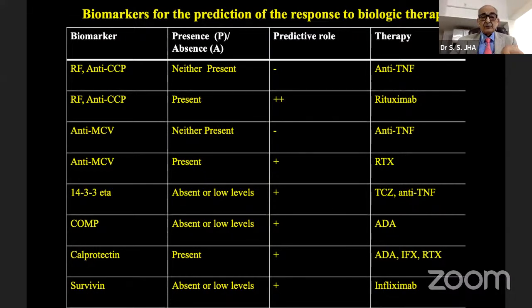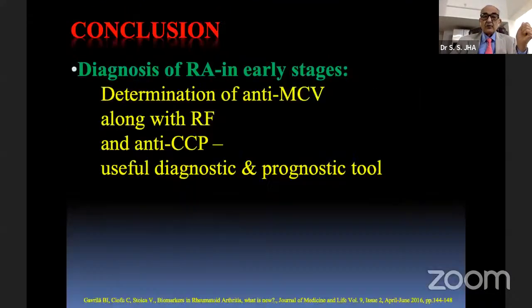Comp, if it is present, absent or low levels, adalimumab is the drug of choice. Calprotectin, if it is present, adalimumab, infliximab is the choice. Survivin, if it is absent or low levels, infliximab. So if this predictability of the different biologic therapy can be ascertained, it will be very good.